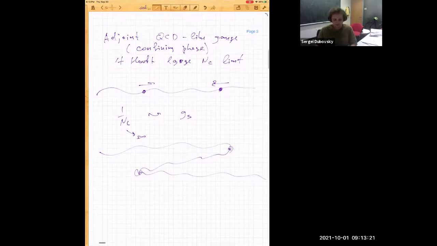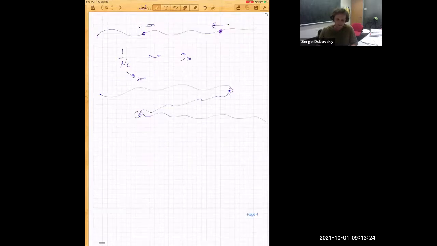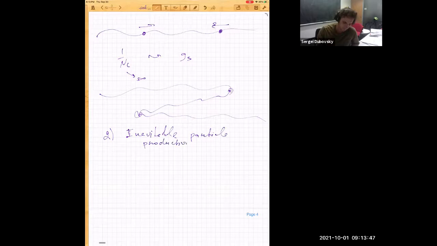However, because the theory is now non-critical, for instance in pure glue there are no additional massless degrees of freedom on the worldsheet. There are only two transverse modes. That means that inevitably there is particle production in these models, which comes from a calculable one-loop effect in Nambu-Goto theory, which is proportional to d minus 26.